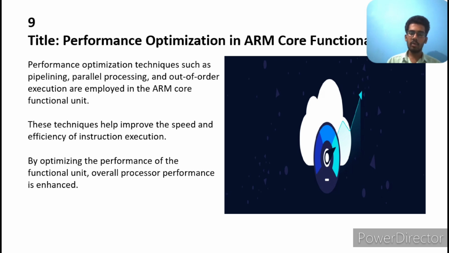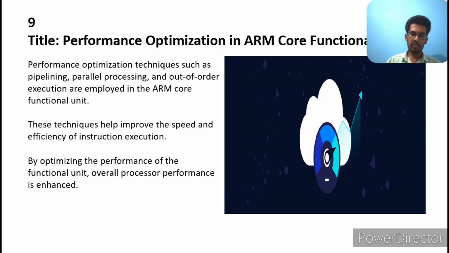Performance optimization in the ARM core functional unit. Techniques such as pipelining, parallel processing, and out-of-order execution are employed in the ARM core functional unit. These techniques help improve the speed and efficiency of instruction execution.